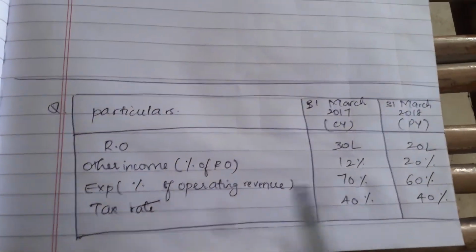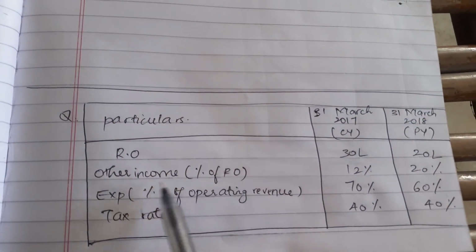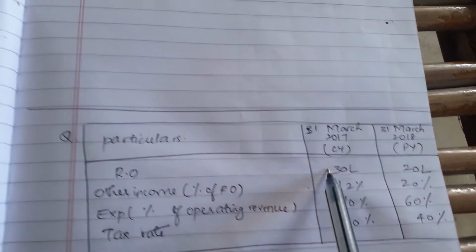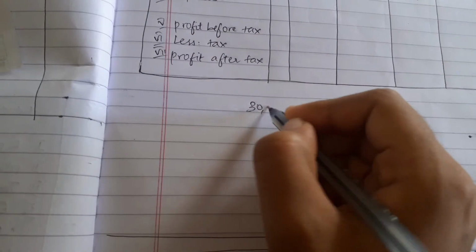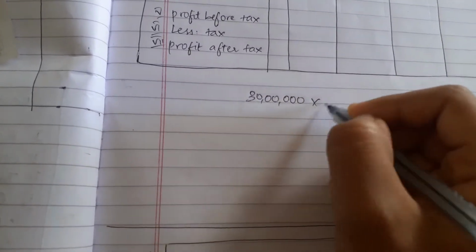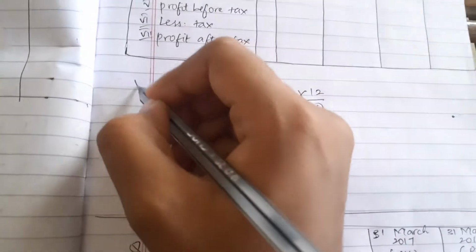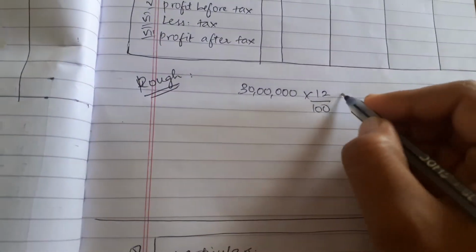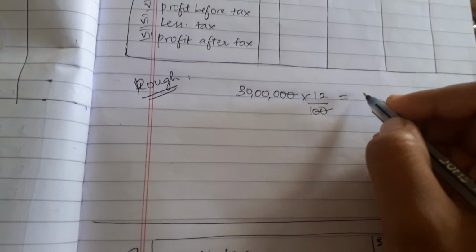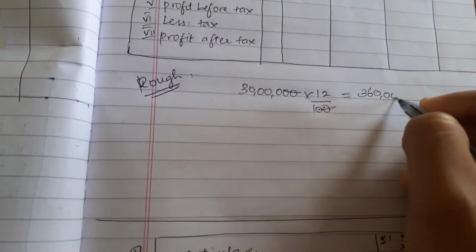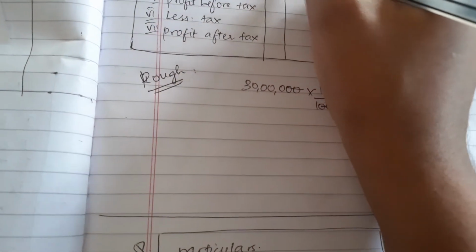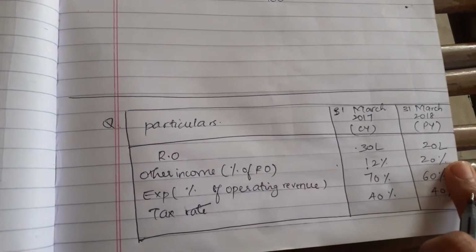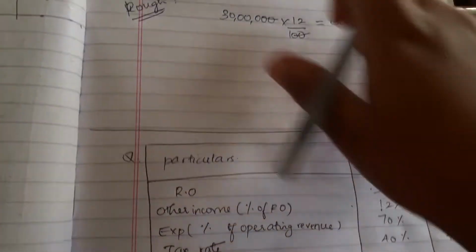Here, how is your other income given? Other income is given as a percentage of revenue from operation, that is 12% of 30 lakh. So how do you find it? You find 30 lakh, let 12%. This will be your rough column. 12% of 30 lakh will be 3,60,000. Just note it down here, and this 3,60,000 is for your previous year.